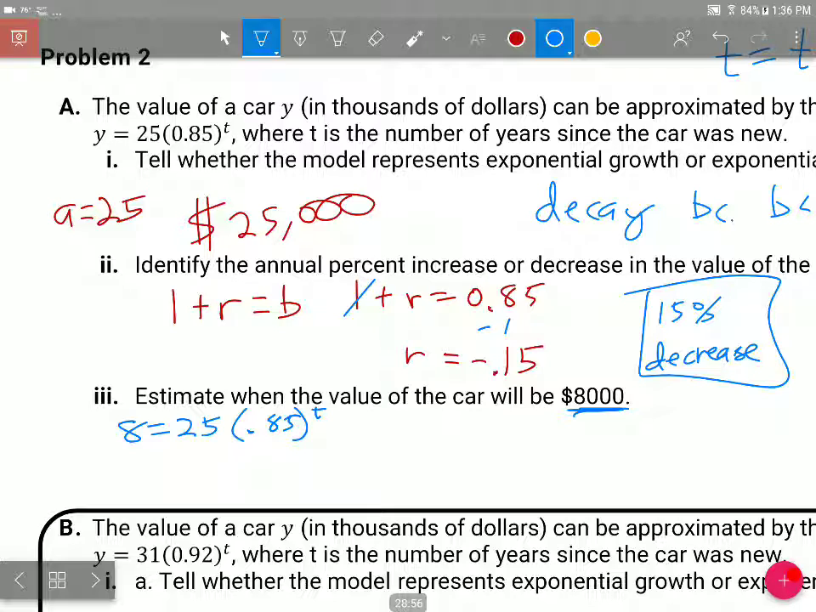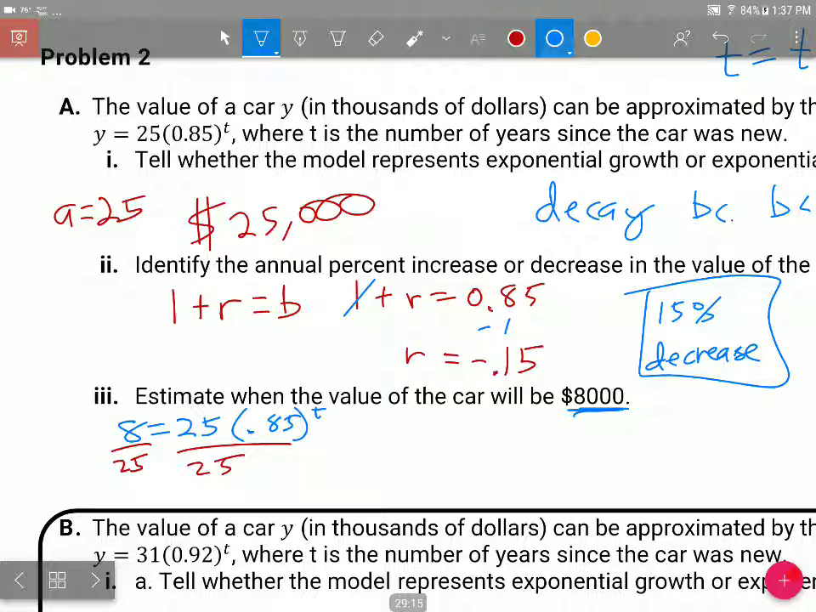And when they say estimate this, we're going to talk about how to actually solve this later on. But essentially, we're just going to start trying things until we get what we want. So let's start here. Let's make it a little bit simpler. Divide by 25. Somebody take out a calculator, aka your phone, because we don't have calculators right now. What's 8 divided by 25?